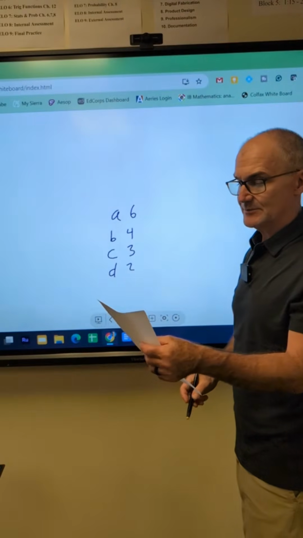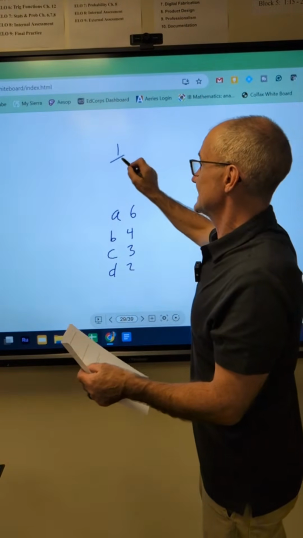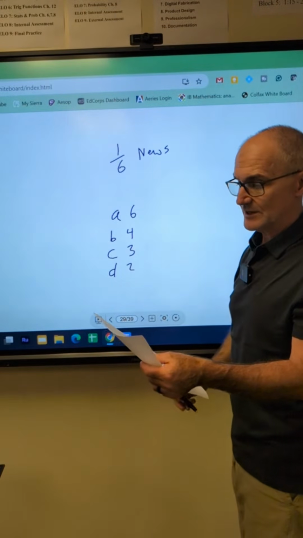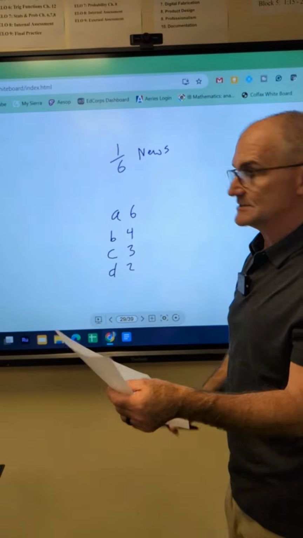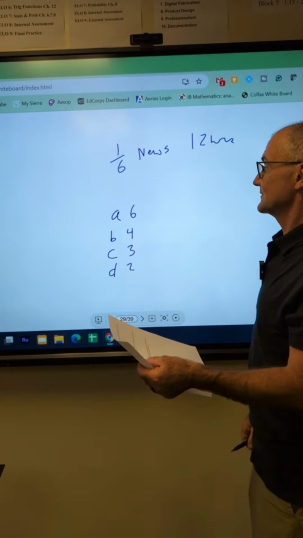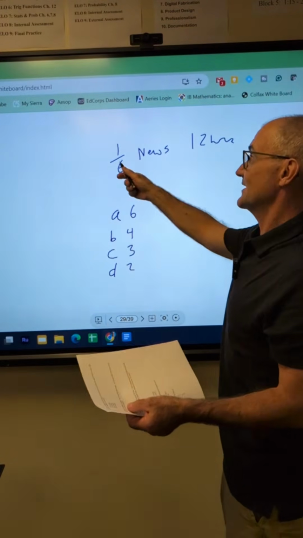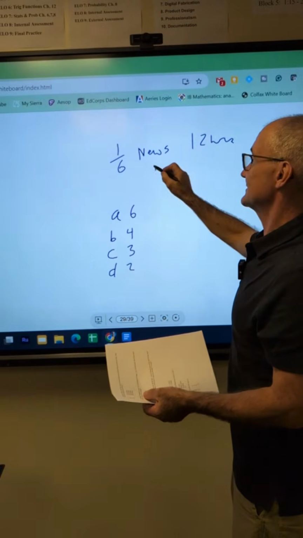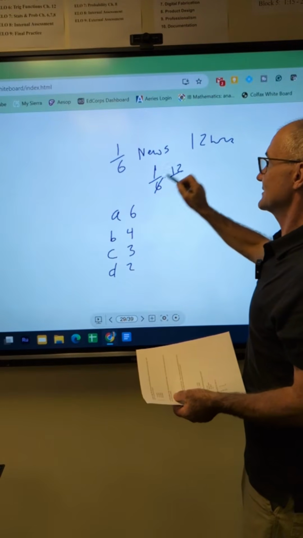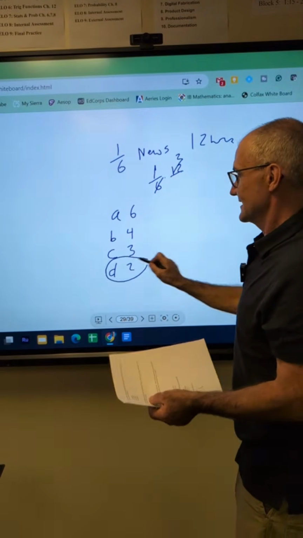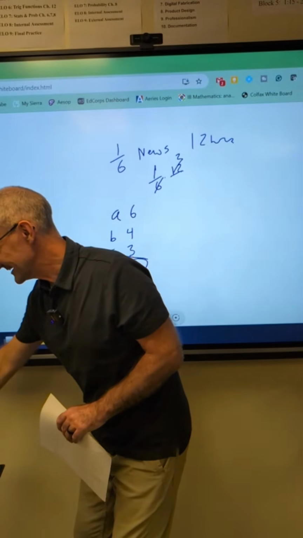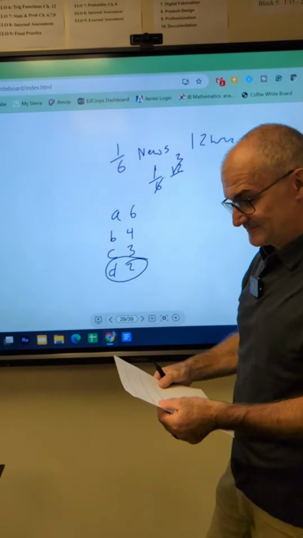I'll read it. A radio station uses 1/6 of its time for news. In a 12-hour day, how many hours are used for news? So I take that fraction, 1/6 is news. In a 12-hour day, that's just going to be multiplication. 1/6 times 12. 6 goes into here once, into here twice. Correct answer, answer D. Anybody knock it out before I race through it? We got that one right.